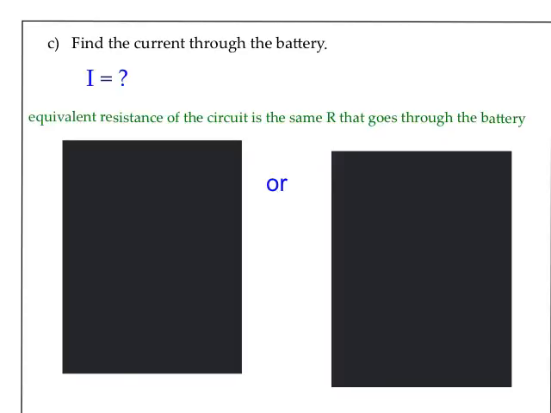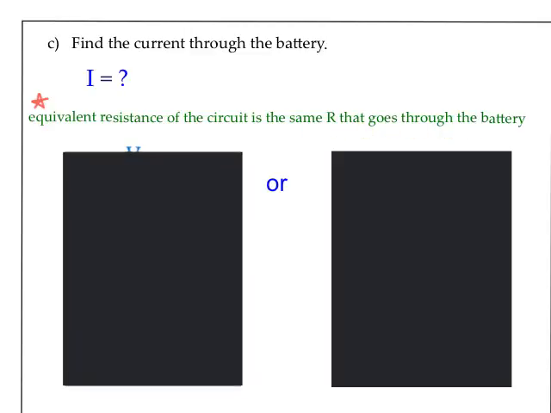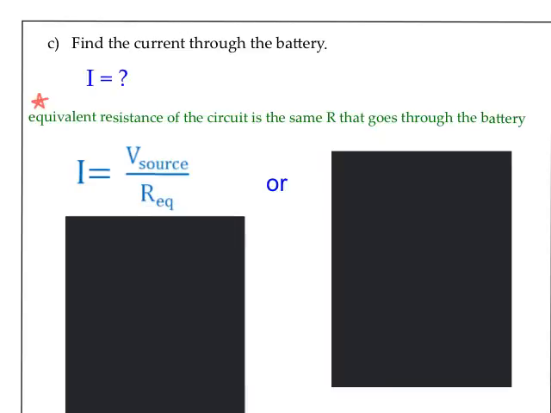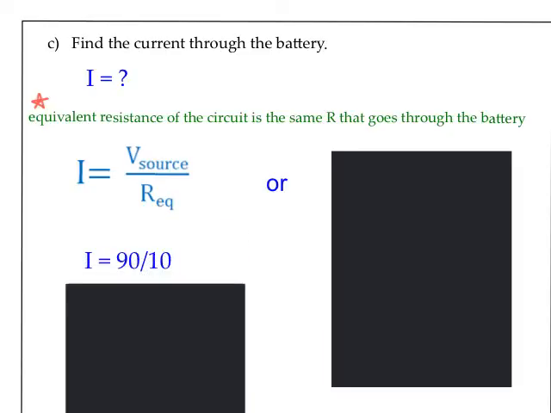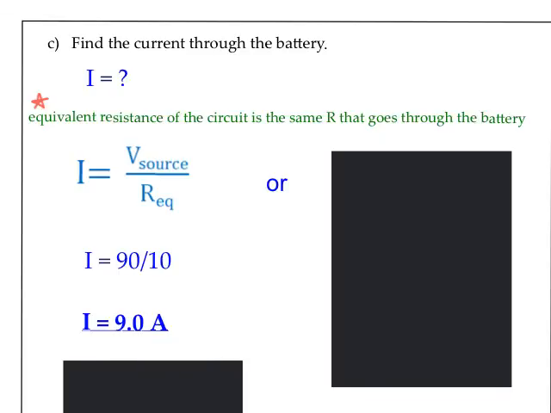And lastly, we're asked to find the current through the battery. What this means is the total current for the circuit. I made you a little note right here that the equivalent resistance of the circuit is the same resistance that's going through the battery. So if we were to use Ohm's law and find that current through the battery, we would want to take the voltage of our source, which is the battery, and then divide it by that equivalent resistance that we found in part B. So I could do that and plug those numbers in, and I would end up with 9 amps.